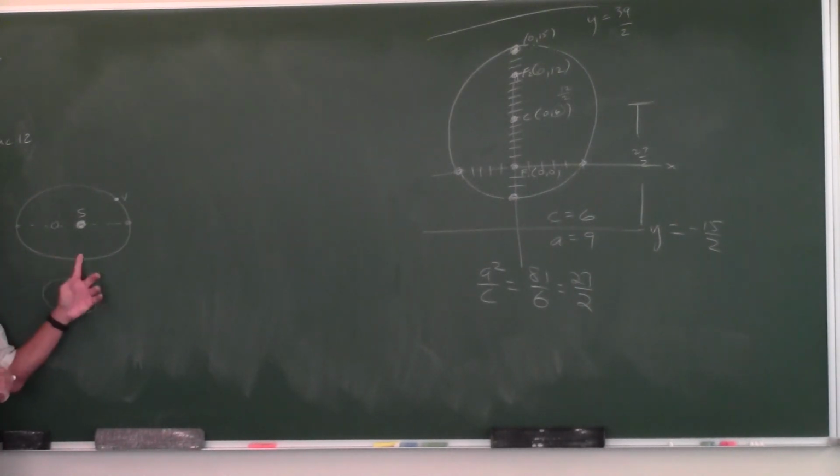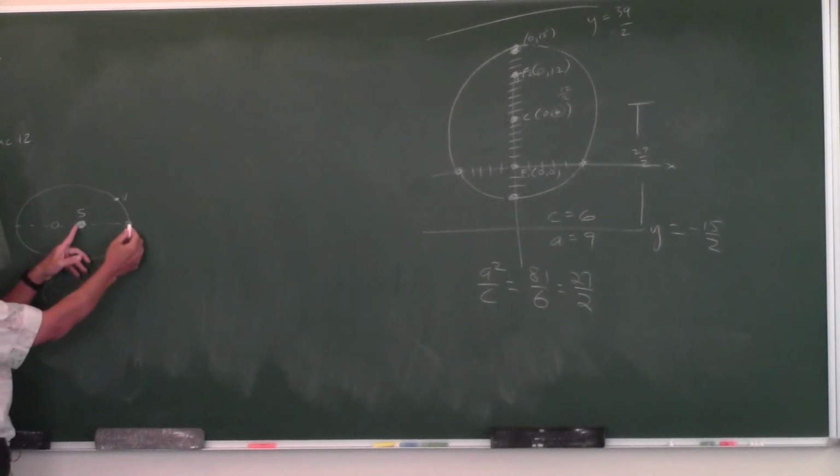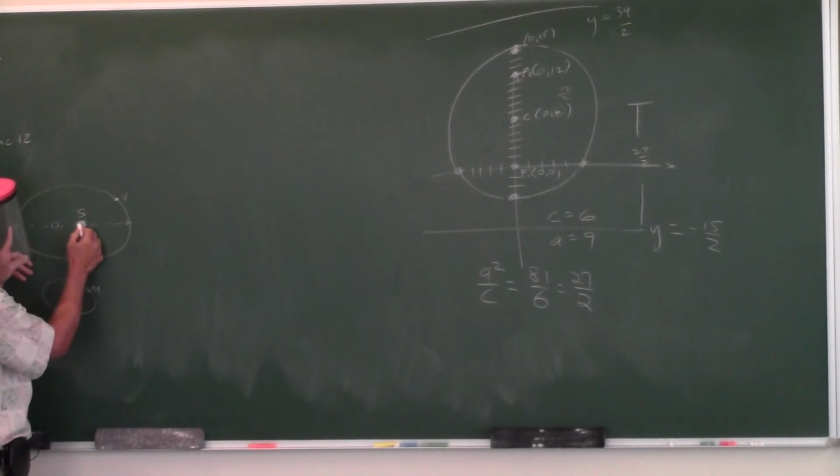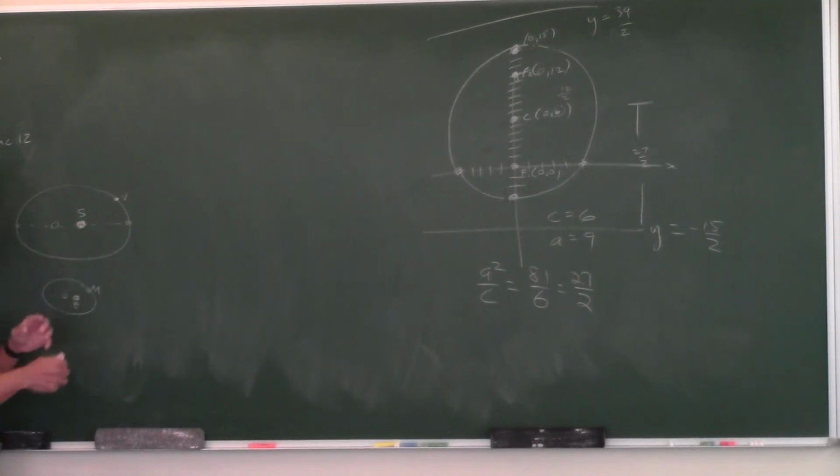Anyway, there's going to be a problem on this on tonight's homework. I'm going to give you the closest distance to the sun and the farthest distance from the sun, and then you have to tell me what the eccentricity is. What? You just have to know all the parts. It's not that difficult. The hard part is you got to know all the parts.